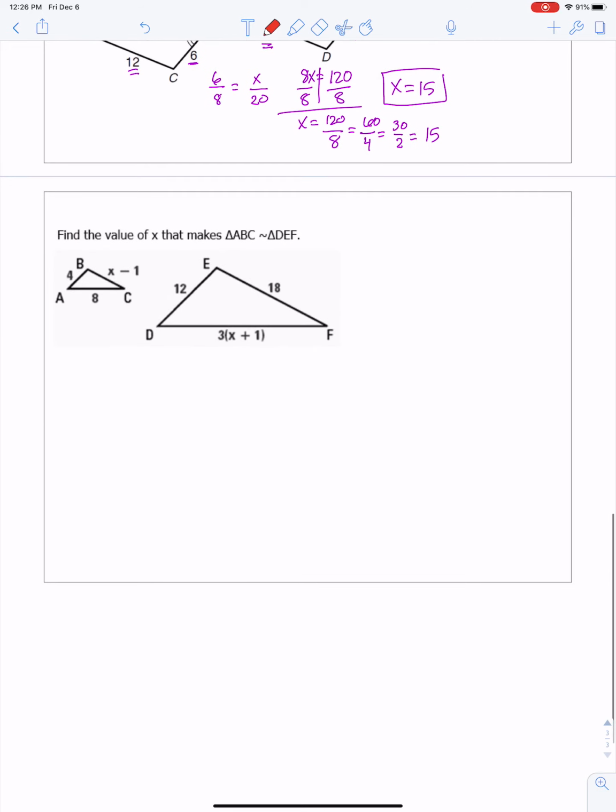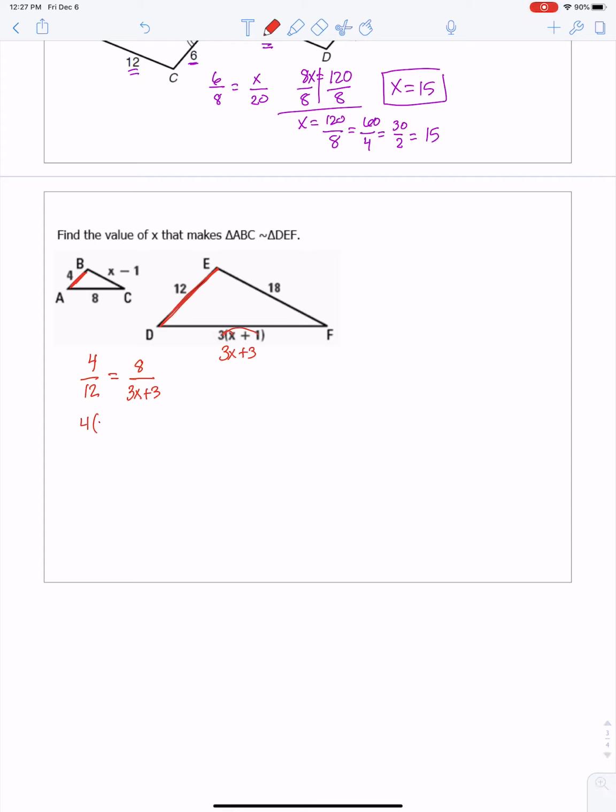So I'm going to work one more down here. We want to know the value of x that makes triangle ABC similar to DEF. So we're going to assume they're similar and then solve. So in this case, we have to use the corresponding sides AB and ED because those are the only numbers that they give us without variables. So 4 over 12 equals, and I'm going to use 8, the side AC, and then 3x, I'm going to go ahead and distribute. This is 3x plus 3. So now I'm going to cross multiply and solve.